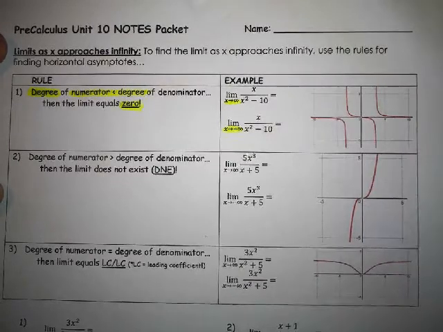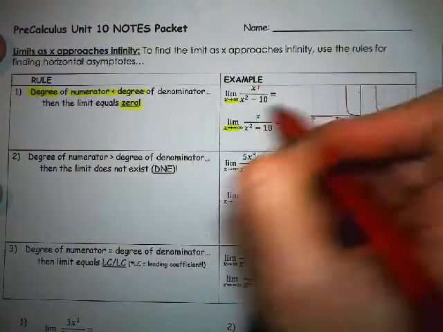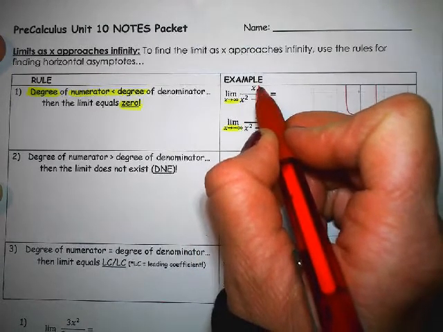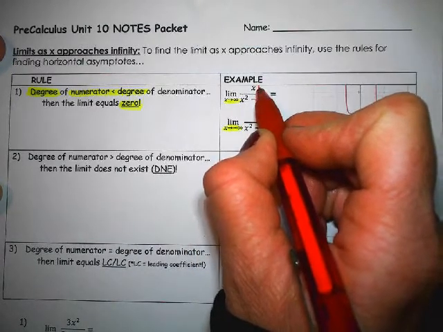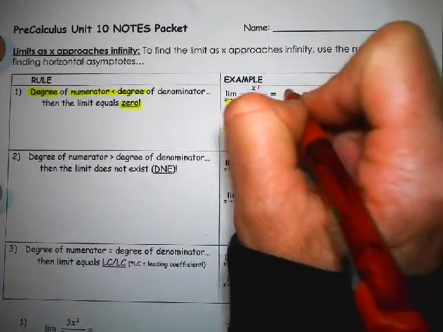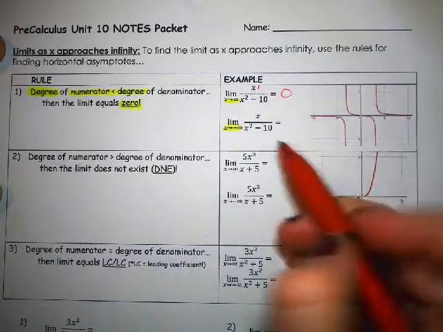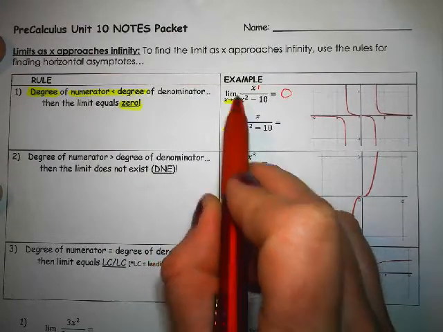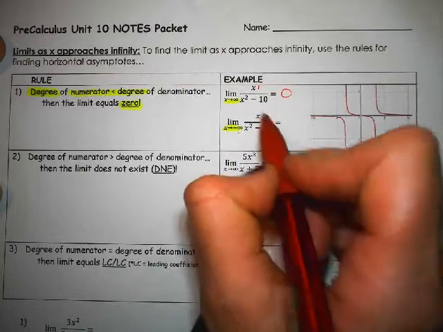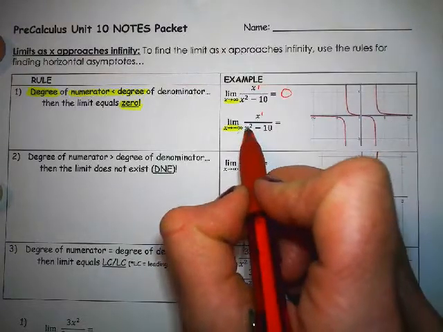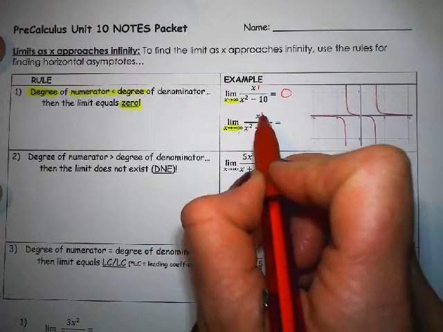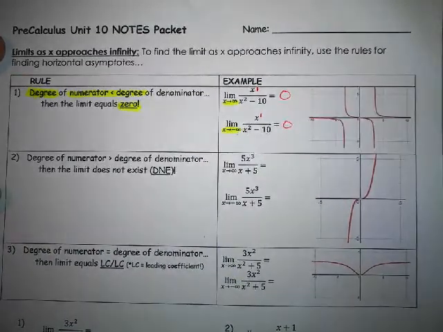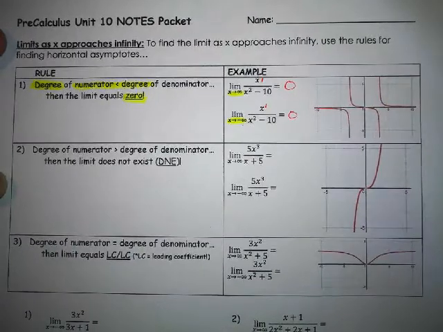The degree of the numerator, the highest exponent, is 1. The denominator is 2. So when I compare, the numerator is smaller. Numerator is less than. The answer is always 0. So my answer is 0. Here, it works the same exact way as if x is going to negative infinity. I'm using the same rule. The degree of the top is 1. The bottom is 2. The numerator's smaller. It's always going to be 0. So if you ever see that numerator smaller, the answer is 0.